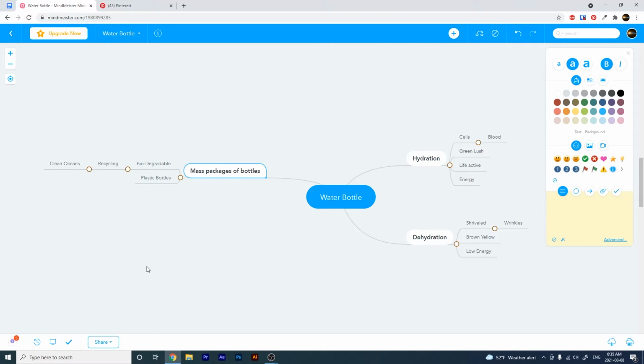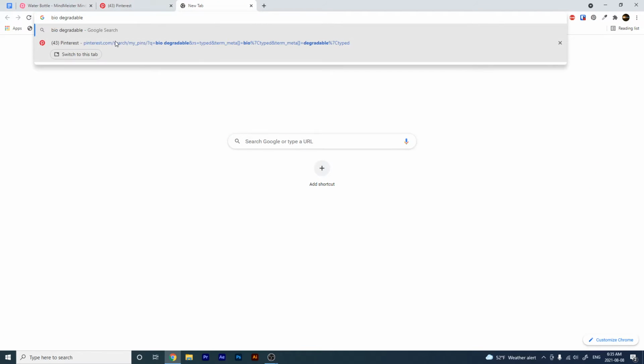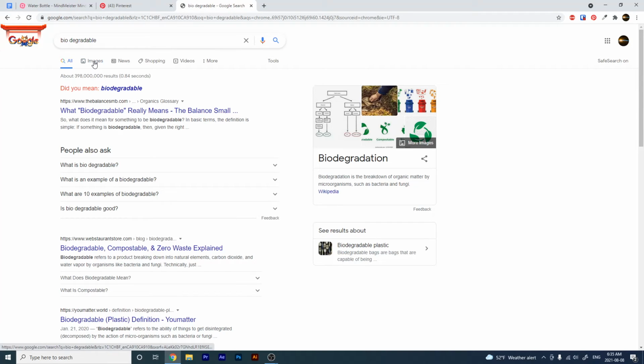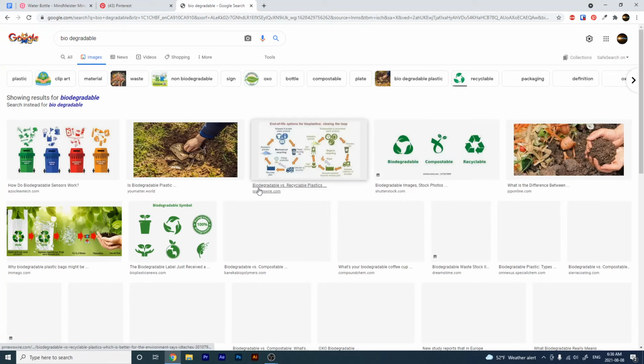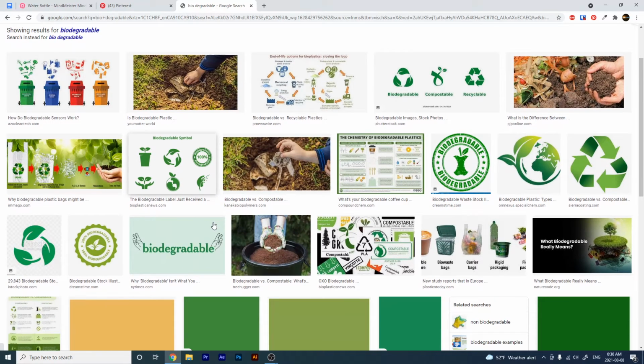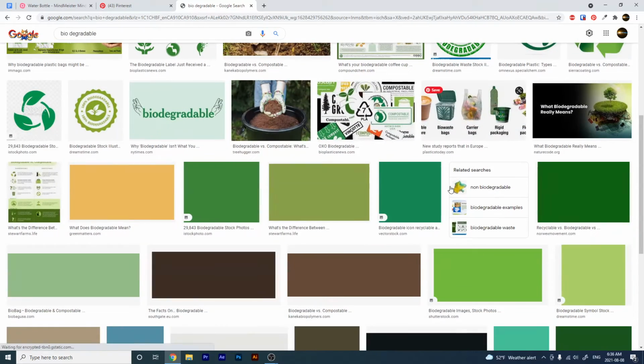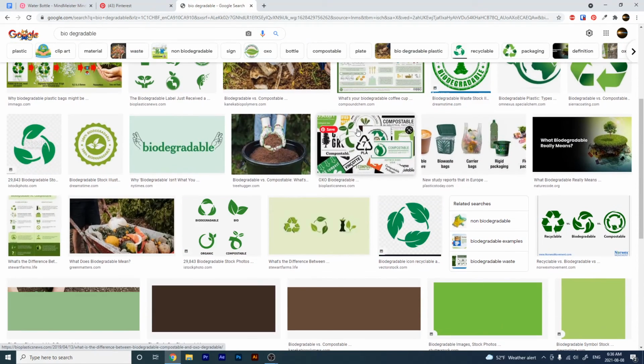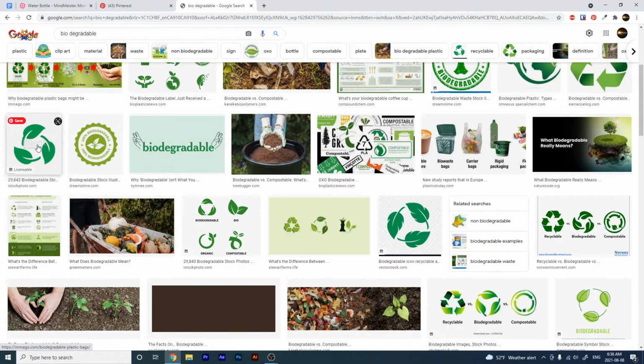So let's say I went into Google and I searched up something like biodegradable. Like there. And then look under the images. Okay, so I have the color green that's popping up a lot. For example, I have all of this right here. We see these leaves, that could be interesting plants, okay?